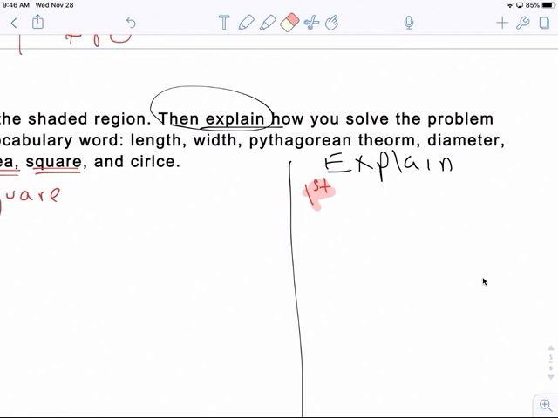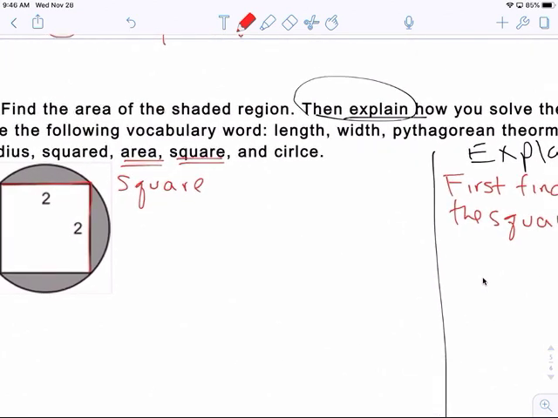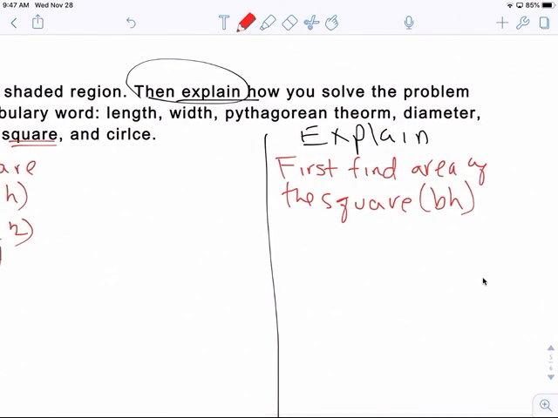Let's write it in words. You guys will take shortcuts. First, find the area of the square, which is 2 times 2, which is 4. Next, find the area of the circle.